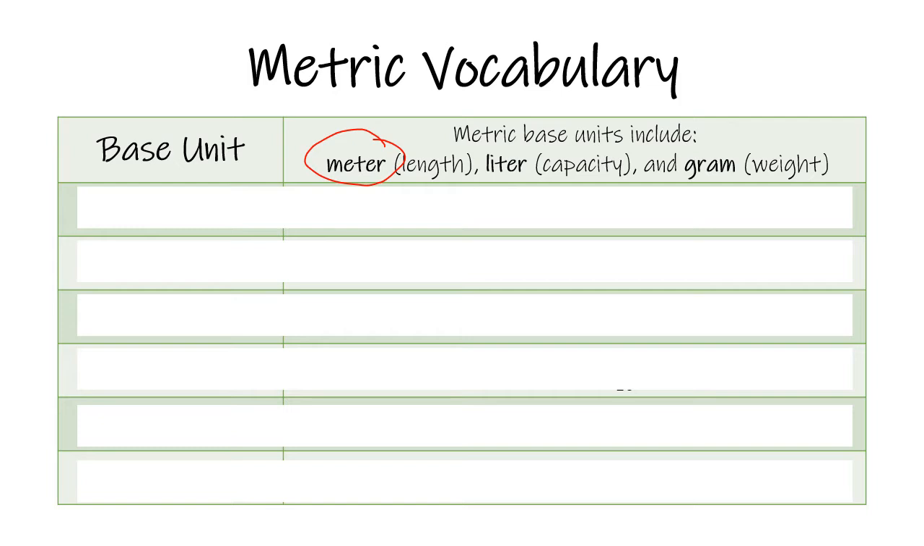And then we have liters. Liters are what we use to measure capacity. And the way I remember that one is liters, they measure liquid. So they both start with L, liters, liquid. And then lastly, we have grams, so like milligram, gram, kilogram. Those are used to measure the weight. So let's take a look at some of these vocabulary words.